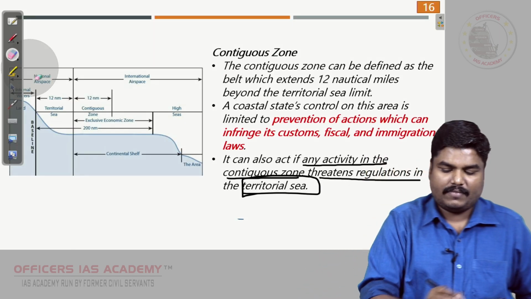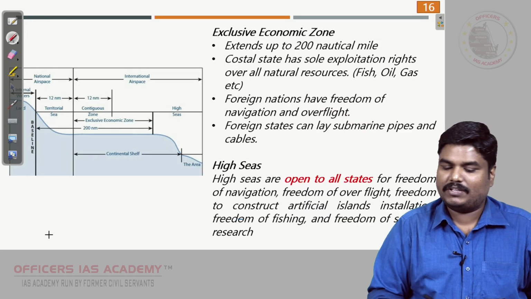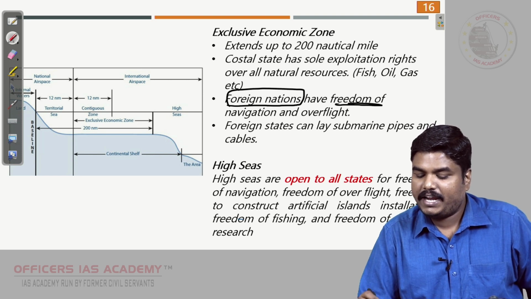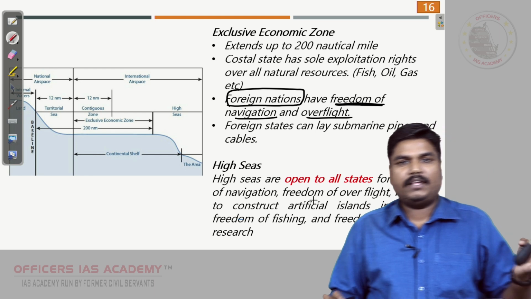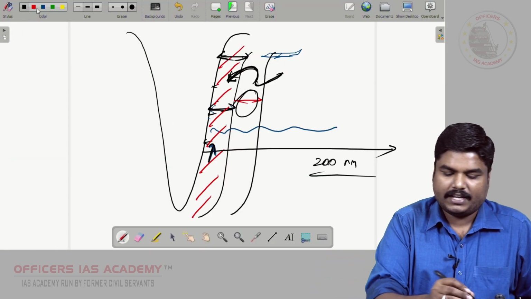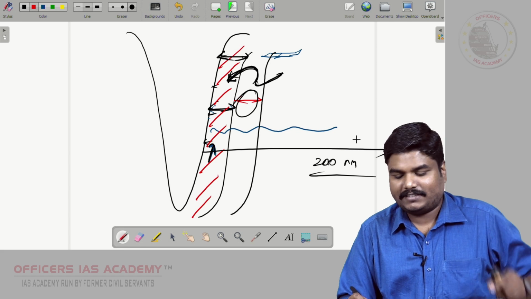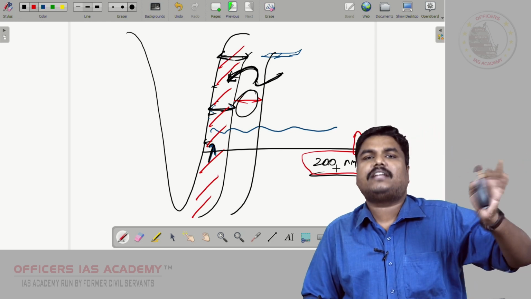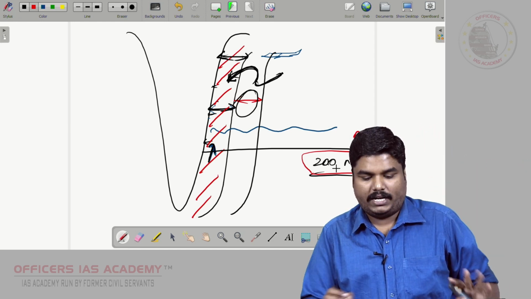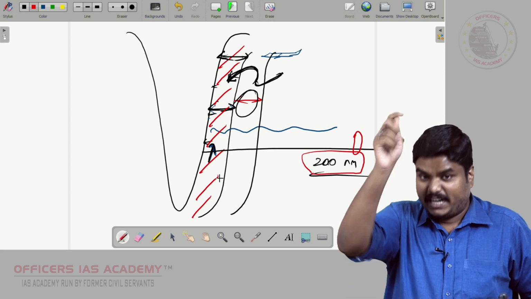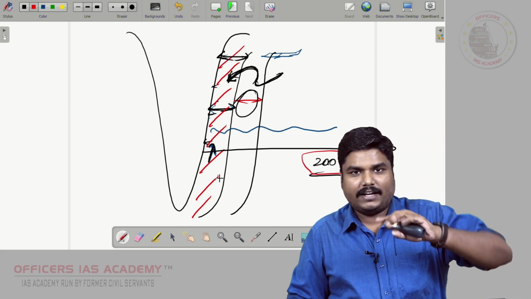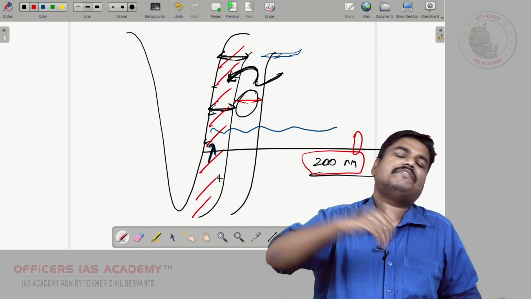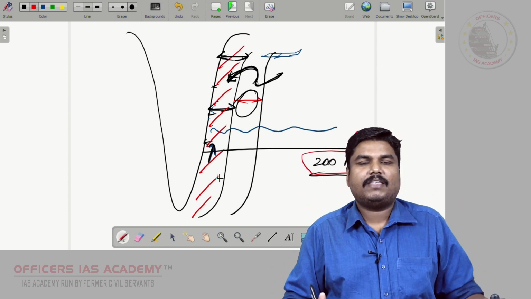Apart from that, in the exclusive economic zone area, foreign nations have freedom to navigate and overflight. That means if a Pakistan ship is trying to enter this 200 nautical mile zone, they need not get permission from India. Only if a Pakistan ship is going to enter our territorial sea will it need permission. However, in the exclusive economic zone, there is complete freedom of navigation. Anybody can go, they can navigate.